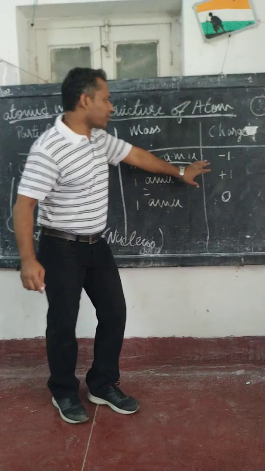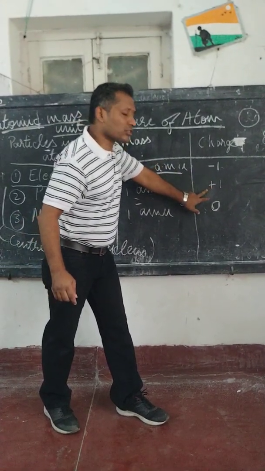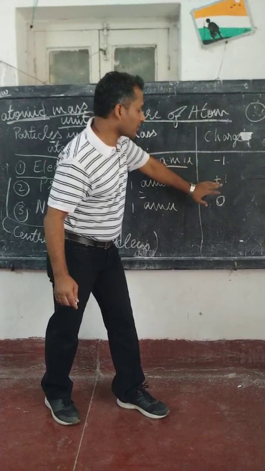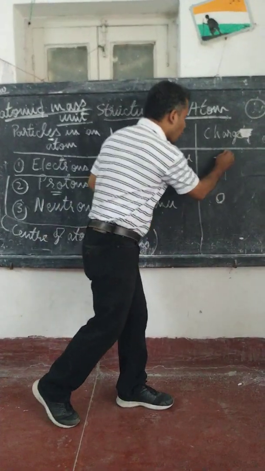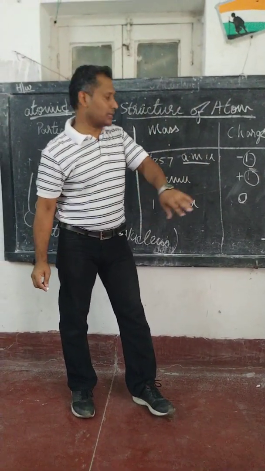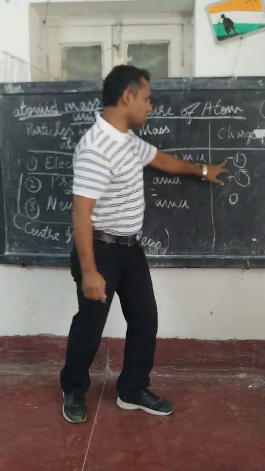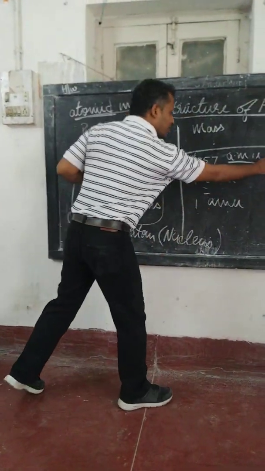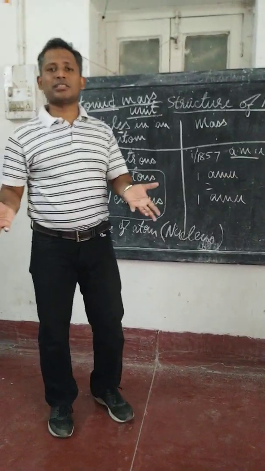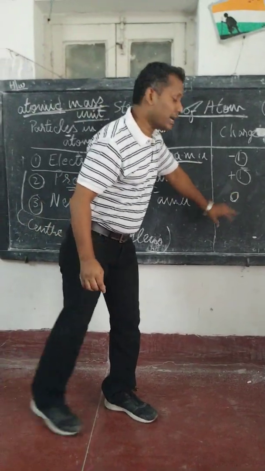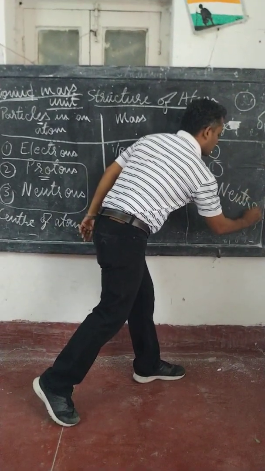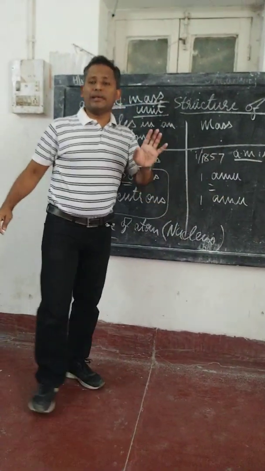Now we come to the charge part. Electrons have a minus charge, protons have a plus charge. The value is equal, but the charge is opposite. Electrons have minus 1 charge, protons have plus 1. Neutrons have no charge, so they have 0 charge. It is also called neutral charge. So these are the basics of an atom.